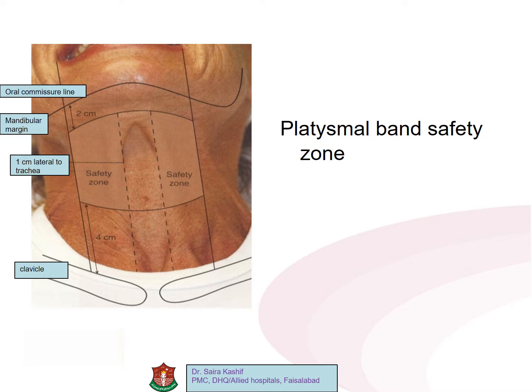The medial point is 1 centimeter away from the trachea here, and the lateral line is, if you draw a line from the oral commissure up to the clavicle, this is the lateral border. This is the medial border, which is 1 centimeter away from the trachea. The upper border should be 2 centimeter below the mandibular margin, and the lower one 4 centimeter above the clavicle.